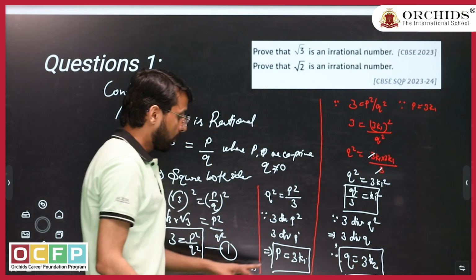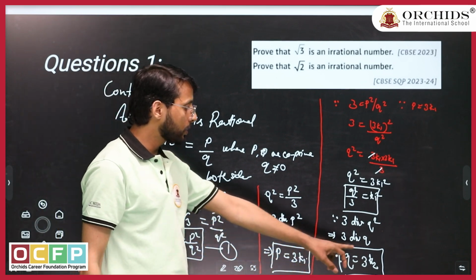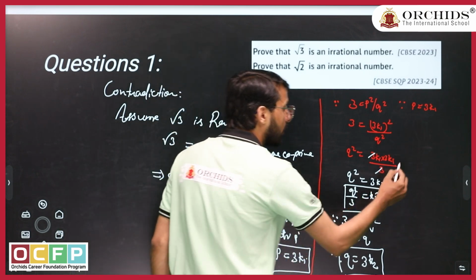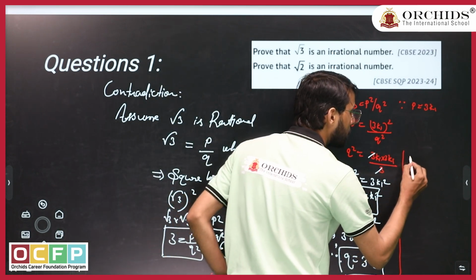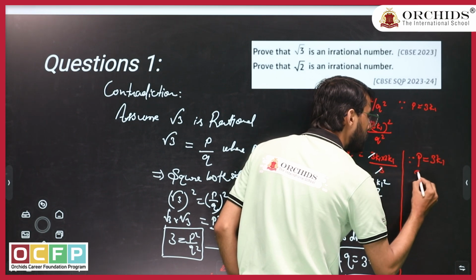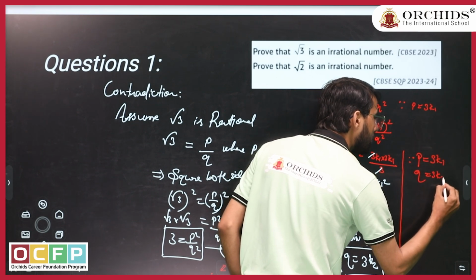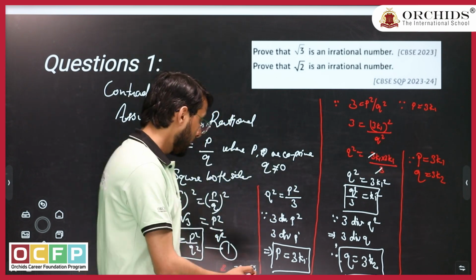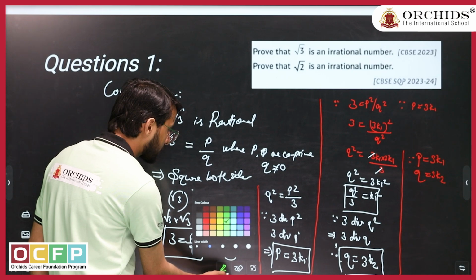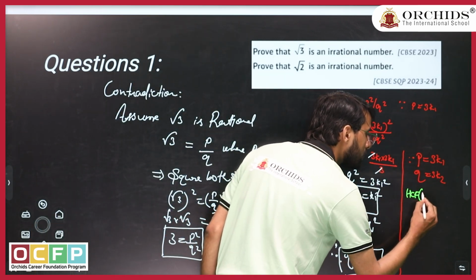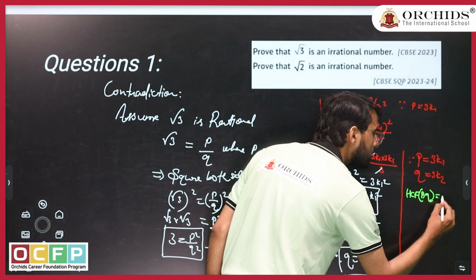These two boxes where p equals 3k1 and q equals 3k2, now combine both of them. What we got? Since p equals 3k1 and q equals 3k2, what is the common factor between p and q? We can see easily that the common factor between p and q is nothing but 3. So it means we are getting the HCF of p comma q equals 3.